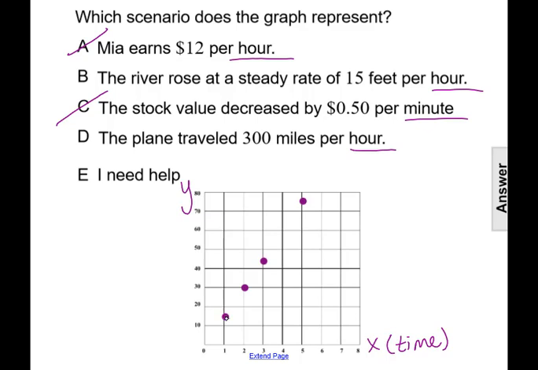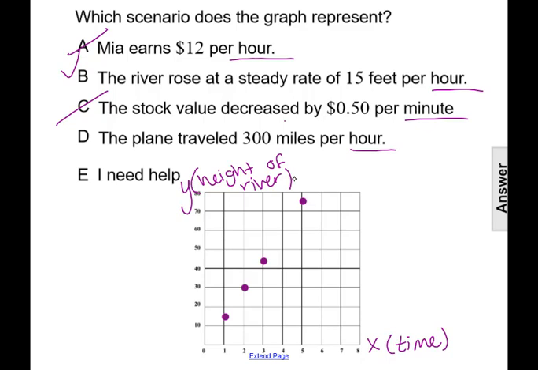be 1, 15. So then the second hour, it would be 2, 30, which we have a data point for that. Then you would have 3, 45. And then you would have 5, 75. So these data points could represent the river rising at a steady rate of that 15 feet per hour. We could have the dependent variable being the height of the river. That would make sense. We've already eliminated the choice of C because of the fact that it's decreasing.